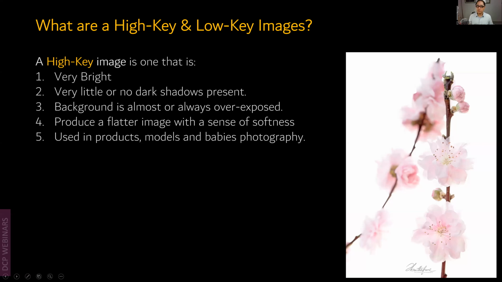So first thing we need to ask ourselves is, what are high key and low key images? A high key image, as you can see on the flower on the right side, is one that is very bright, very light. There's little or no dark shadows present at all. The background is almost always overexposed. You can actually see a blowout on the background itself, and it produces a flatter image with a sense of softness.